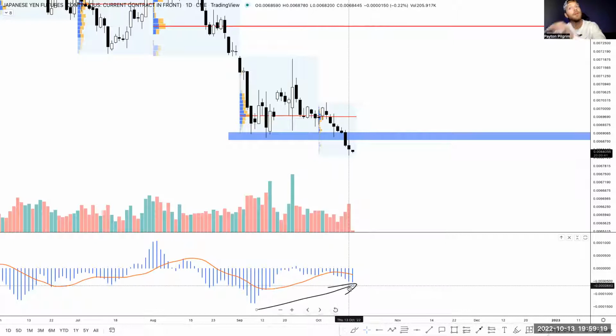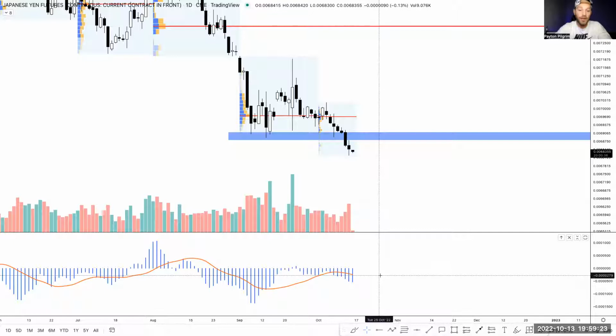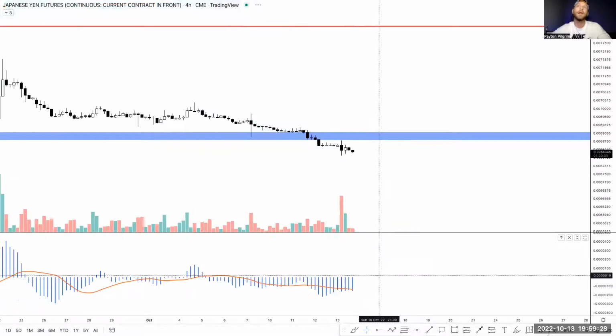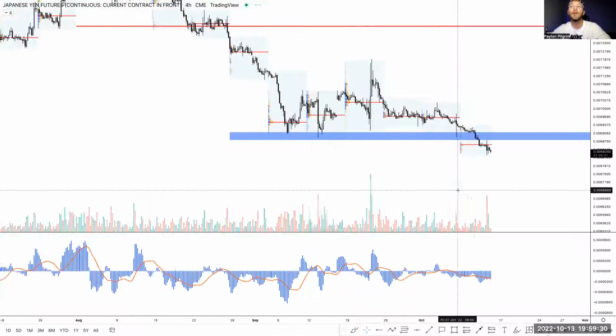Once it pops, we can catch the lock and then we can catch the pop again. So let's go to the 4 hour, kind of see what we got going on here.